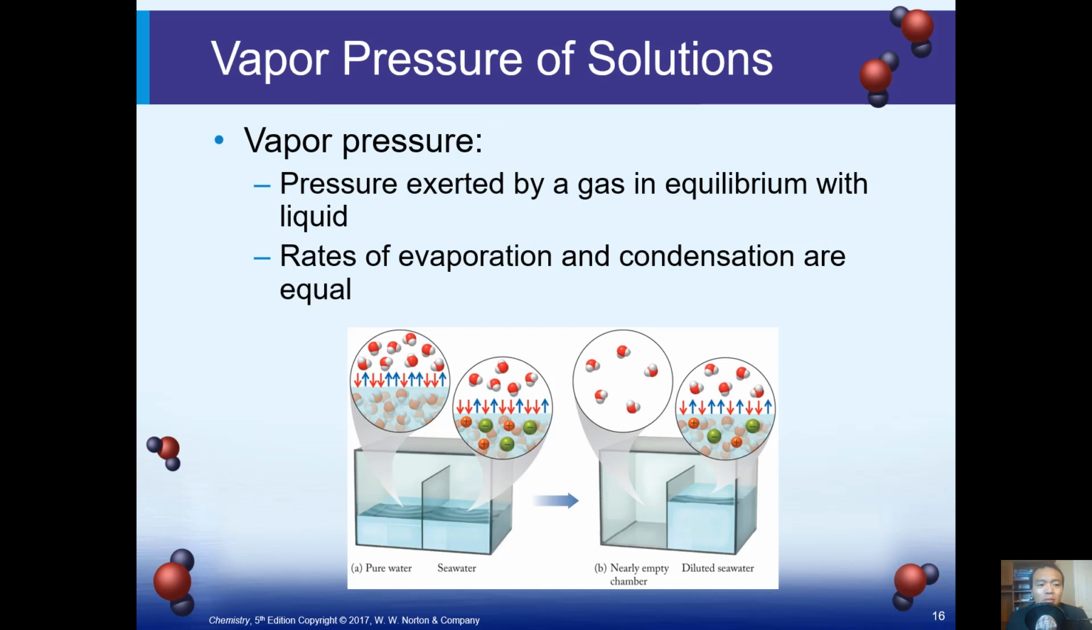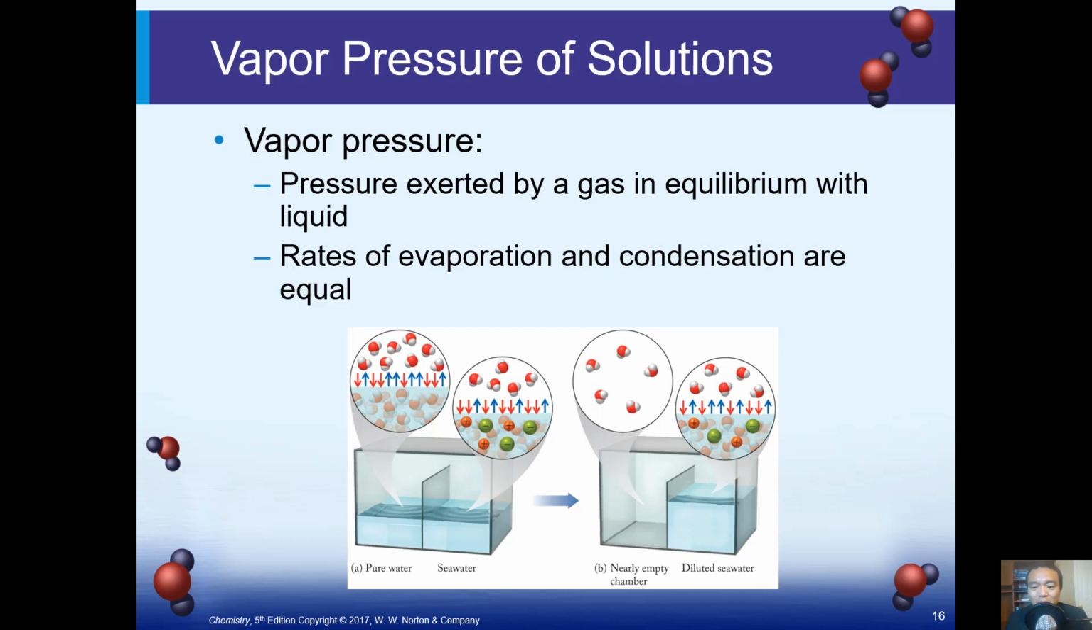So, what is vapor pressure? If you can recall, in chapter 10, we defined vapor pressure as the pressure exerted by a gas sample that is in equilibrium with the liquid. So what is the equilibrium state? Equilibrium state means the rate of the evaporation of the molecules from the surface into the gas phase equals the rate for the condensation from the gas phase back to the liquid state.